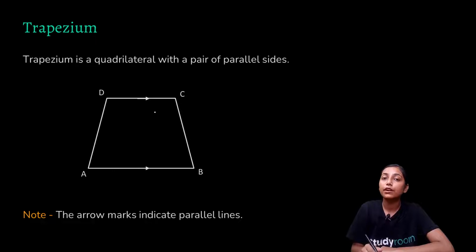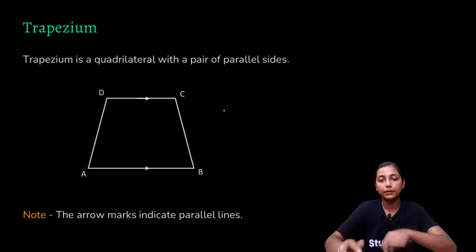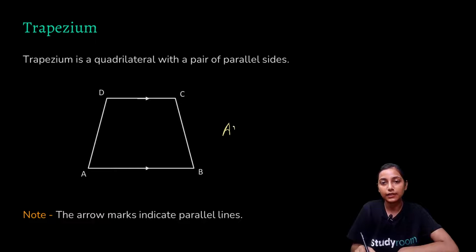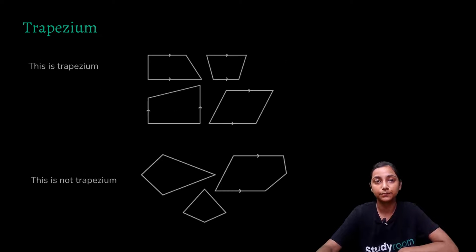Since we have a pair of parallel sides in this figure, we can say that this figure is that of a trapezium, because a trapezium is a quadrilateral that has a pair of parallel sides, and AB is parallel to CD here. So it is a trapezium.